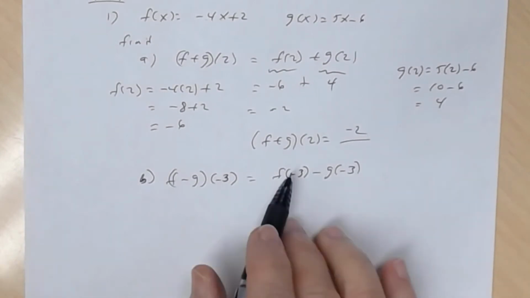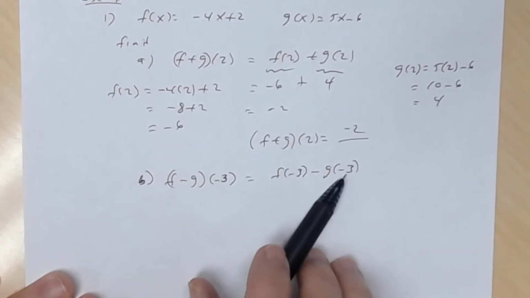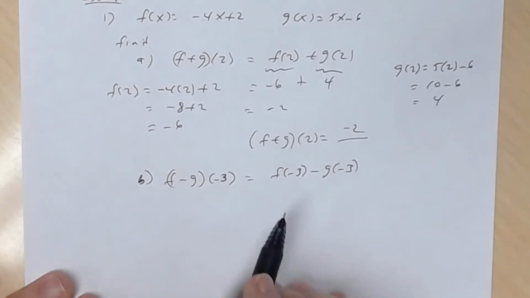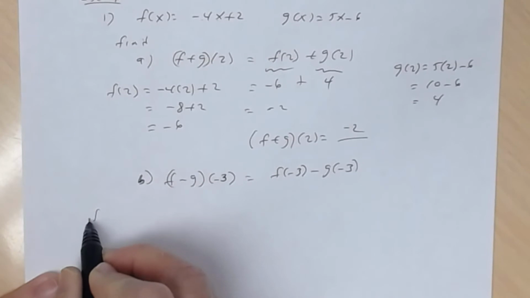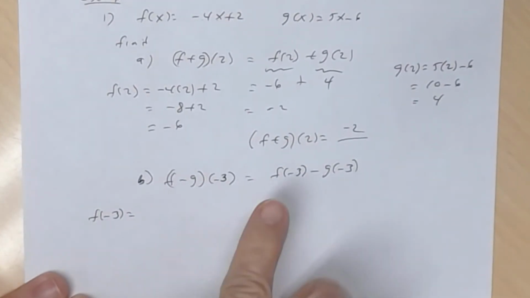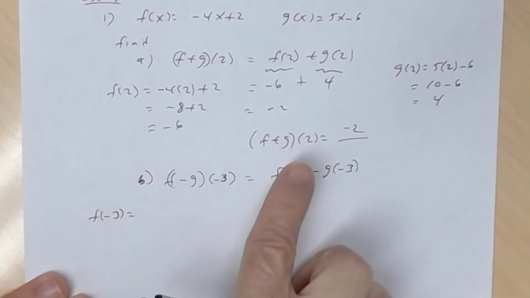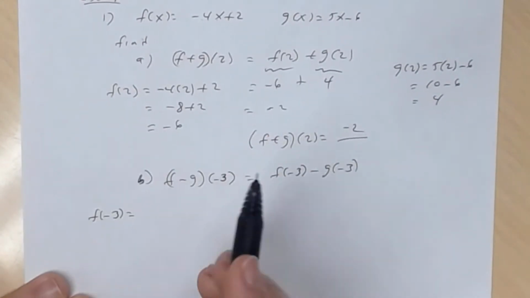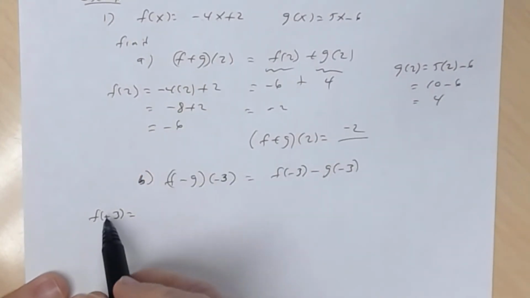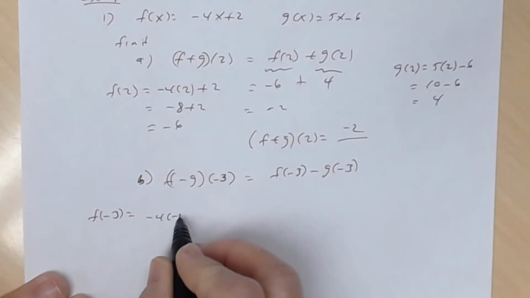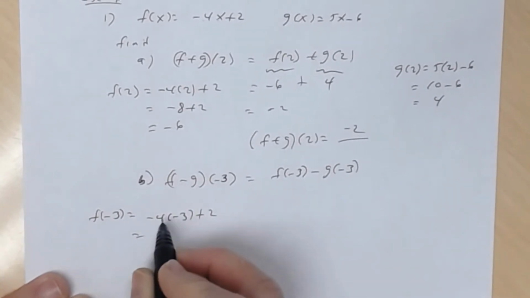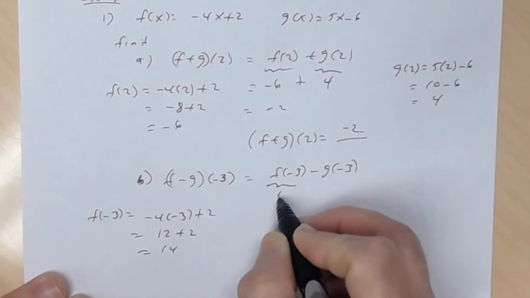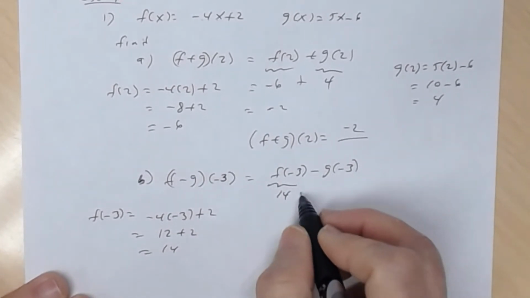So just like I did before, I've got to find each of these values, and then I write them out and I combine them. So let's go ahead and find f of negative 3. So f of negative 3 will equal, again, which function do I go to? I have to go to the function f. And here's my expression. So that becomes negative 4 times negative 3, plus 2. Well, negative 4 times negative 3 is 12. 12 plus 2 is 14. So that goes here. Minus, subtract.